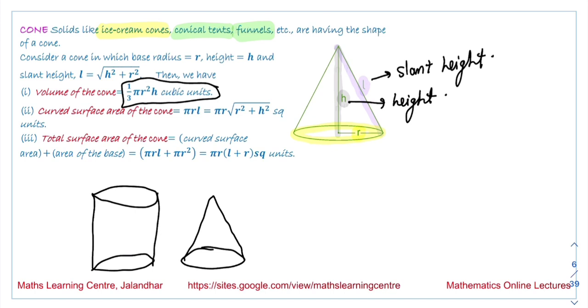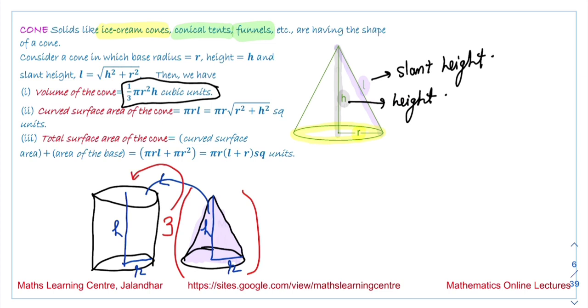We are saying the radius of both of these is small r, and the height for both of these is h. Then suppose we fill this cone with water or some liquid and we transfer this liquid to this cylinder. We are saying we require 3 such cones to fill this cylinder completely.